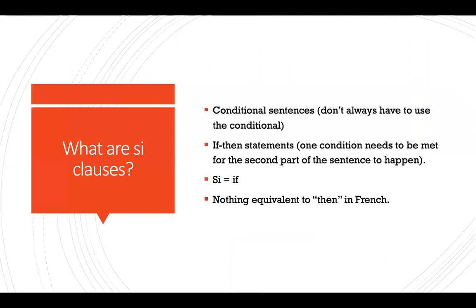So si clauses are basically just conditional sentences, and you don't always have to use the conditional tense. So a conditional sentence is simply just an if-then statement, meaning that one condition, the first part of the sentence, needs to be met for the second part of the sentence to happen. And so the translation of if is si in French. And then another thing to know is that there's no equivalent word to then in French.